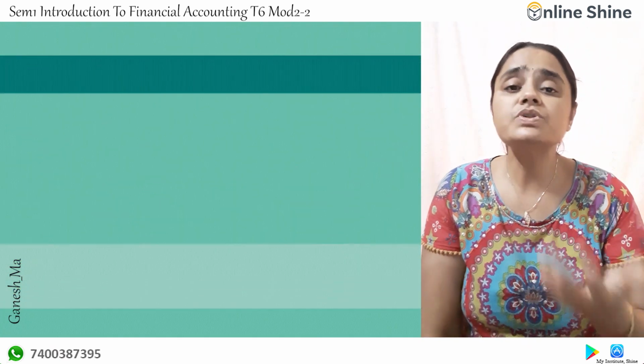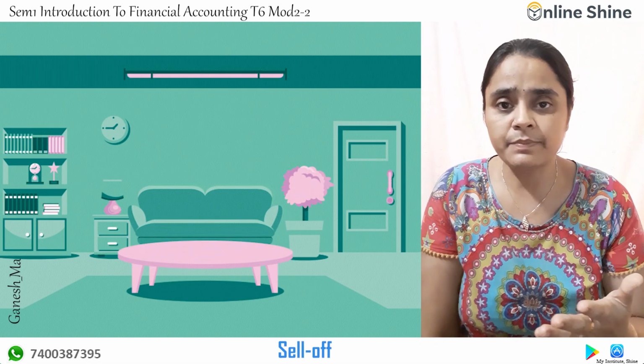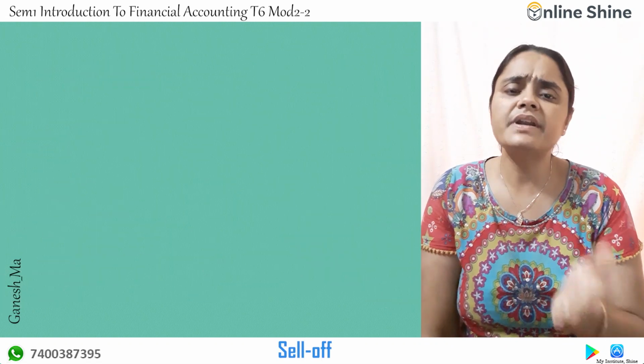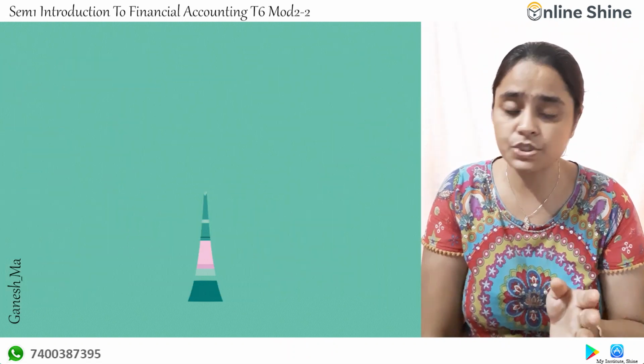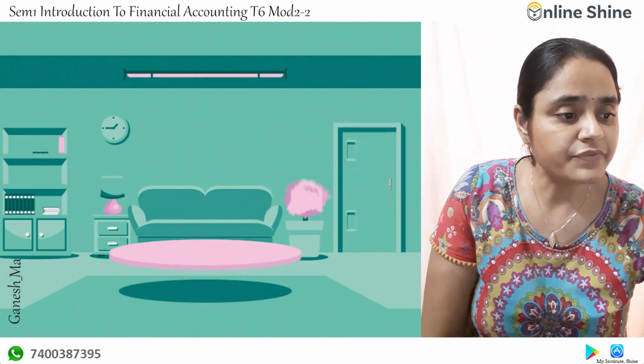And when you dispose of your asset, when you sell off your depreciable asset, whatever the surplus or deficiency on that asset should also be disclosed in your P&L account. Understood? Yep. So these are the features.